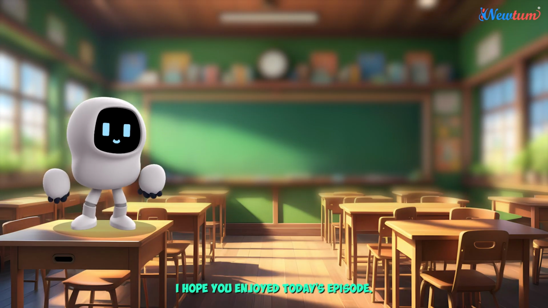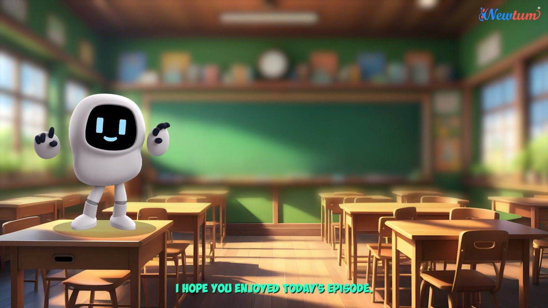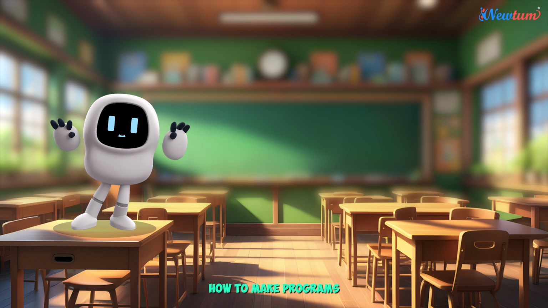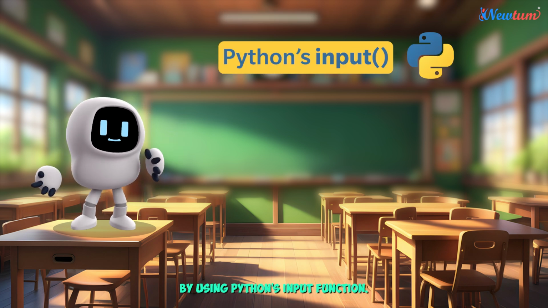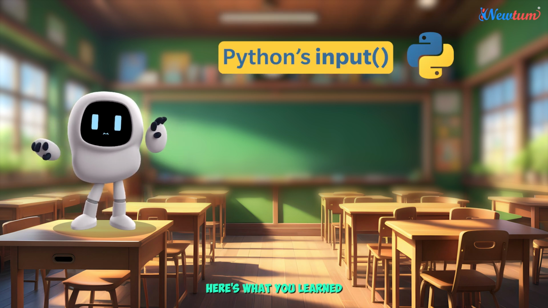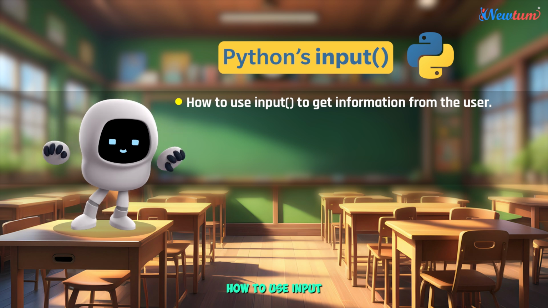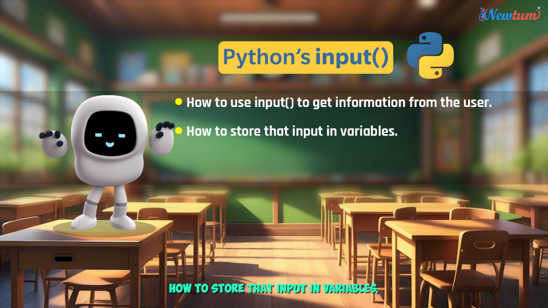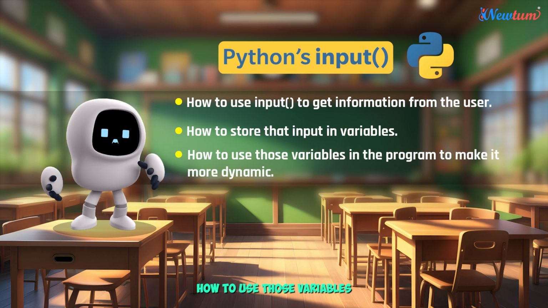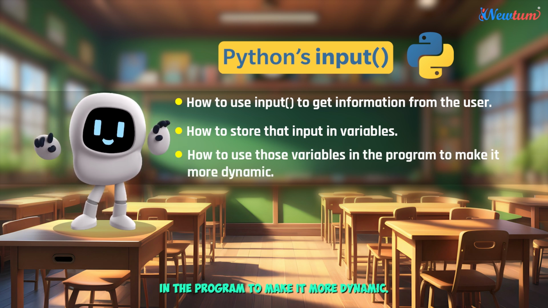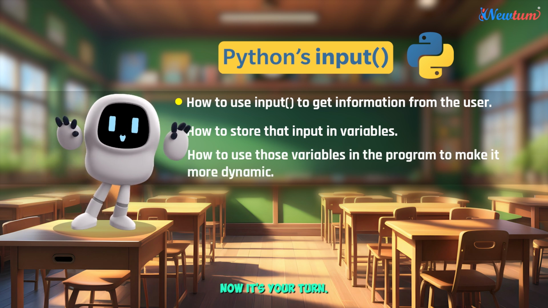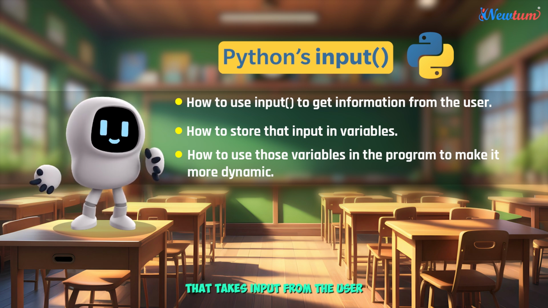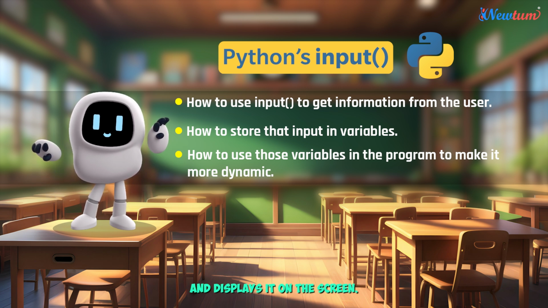Hey friends, I hope you enjoyed today's episode. Aadi, Kaylin, and Eve learned how to make programs more interactive by using Python's input function. Here's what you learned: how to use input to get information from the user, how to store that input in variables, and how to use those variables in the program to make it more dynamic. Now it's your turn. Try creating a program that takes input from the user and displays it on the screen.